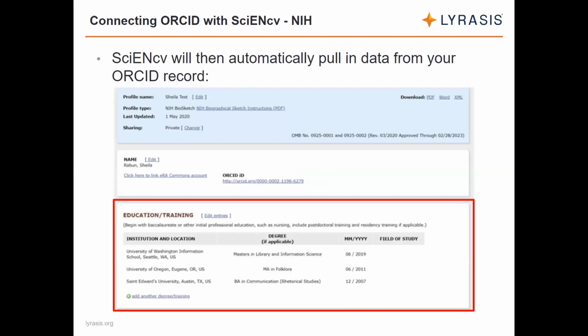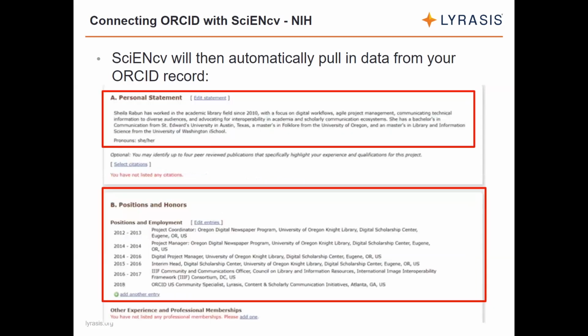You will notice that all of your information from your ORCID record has been automatically transferred into your SciENcv for you. Here is highlighted the Education and Training section, which reflects education information listed on your ORCID record. The personal statement will be your biography from your ORCID record. And the positions and honors will be your employment information from your ORCID record.